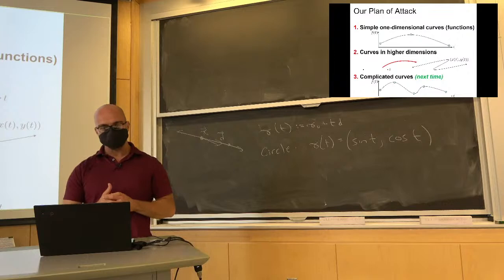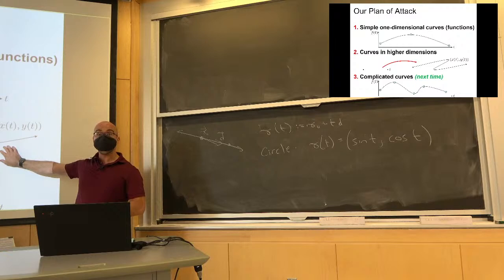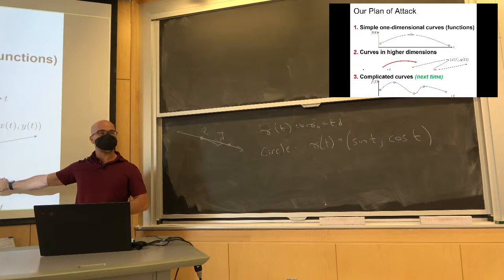We're going to do simple 1D functions, and then we're going to lift to 2D things, right? So here it's t and f of t. Here we're going to have x of t and y of t. So notice that this picture does not include time, right? This is like tracing it out. It's the exhaust pipe. And then finally, we're going to talk about how to glue these things together.